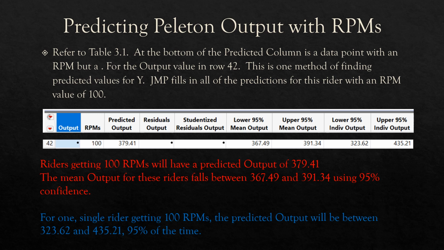This is known as a prediction interval. So for one single rider getting 100 RPMs, the predicted output will be between 323.62 and 435.21, 95% of the time.